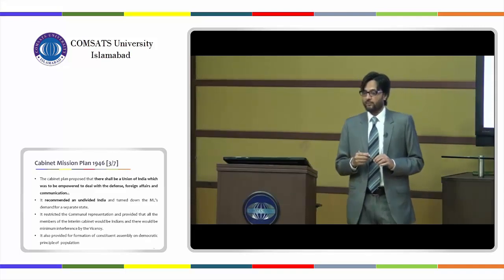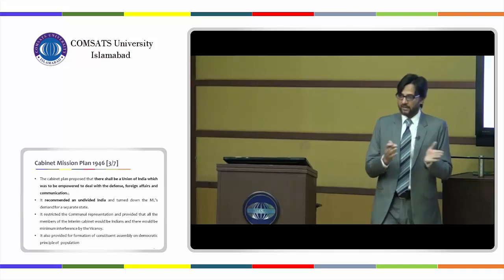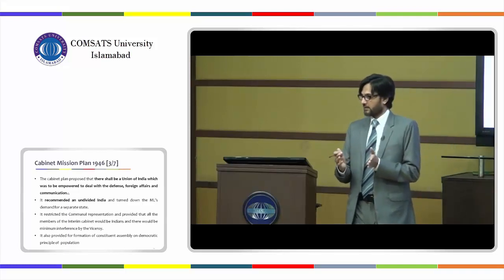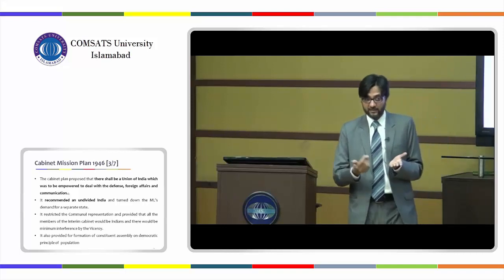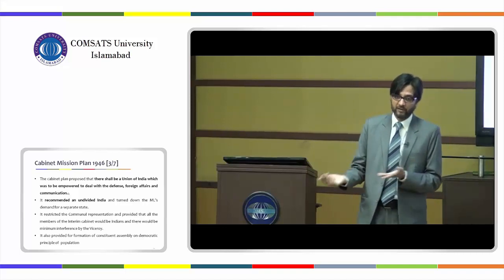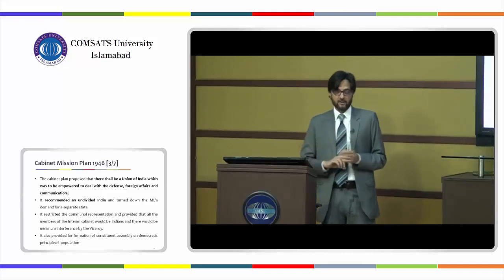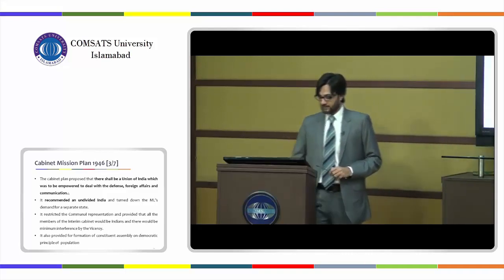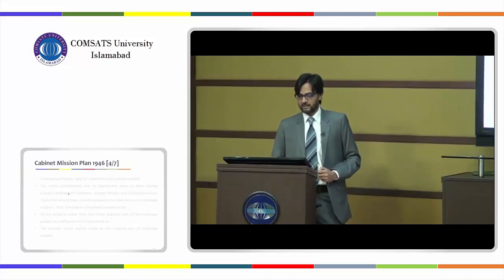So if a province has 1 million, it would send 5 representatives. If a province has 10 million, it would send 20 representatives. So it was on the basis of population that the principle was followed, right? Not weightage or something like that.